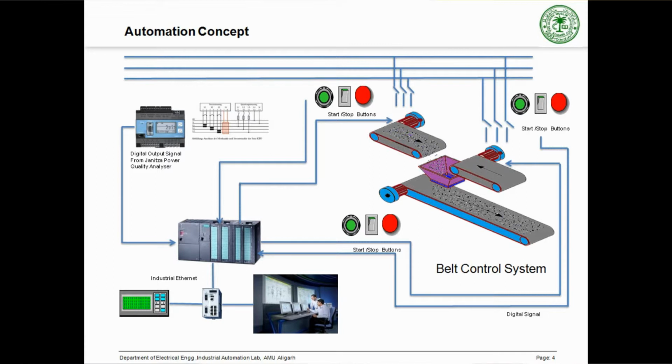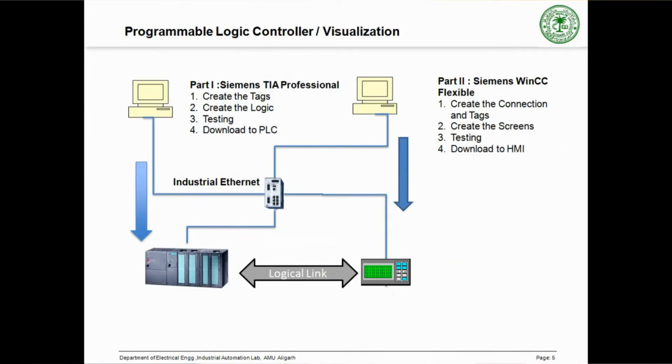Moreover, the entire operation can be viewed on a screen located at a faraway control room or using a local HMI. In our case, it is a Siemens touch panel. Now these are the steps to automate the belt control system. In part 1, we are going to program the PLC using Siemens TIA Portal software. In this, we have to create tags, create a logic, test it and download to the PLC. In the second part, we also create a connection and tags, create a screen, test it and download to the HMI.